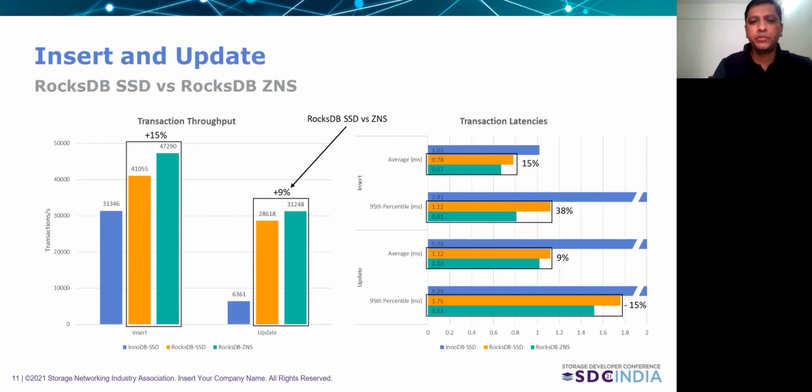And this is the insert and update workload. Here also, we see 15% better performance with the insert workload and 9% better performance on the update workload. These are the Sysbench workloads that are available on Sysbench. Likewise, with the transaction latencies, we have better latencies with ZNS drives.